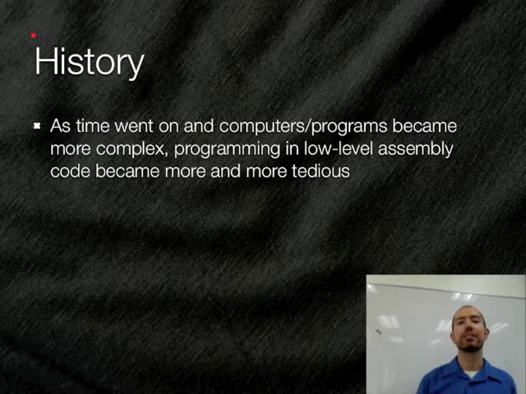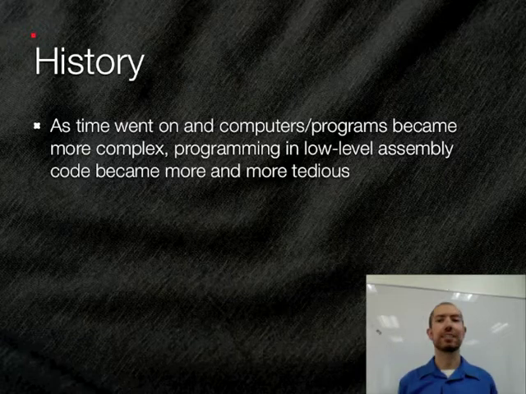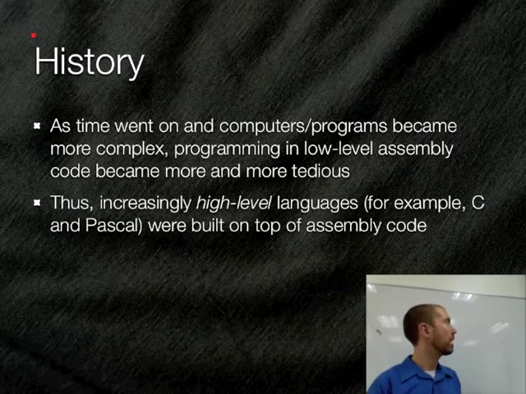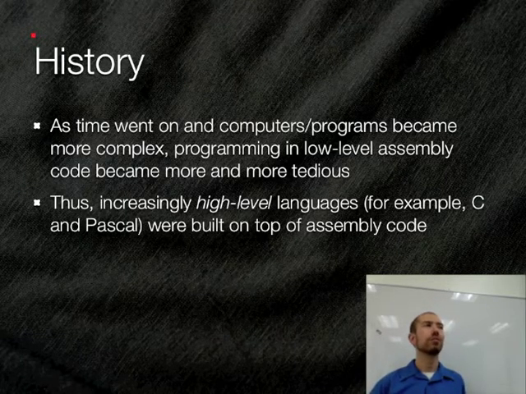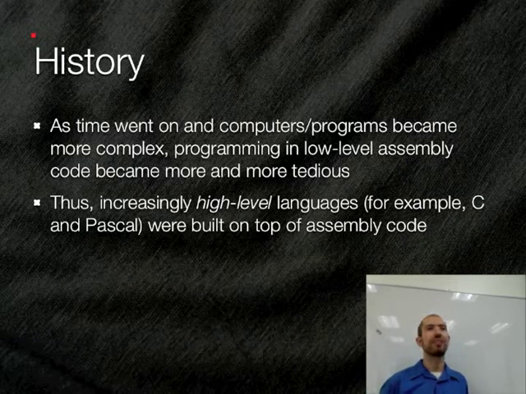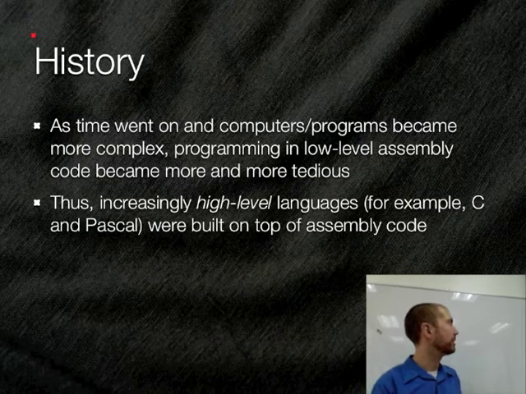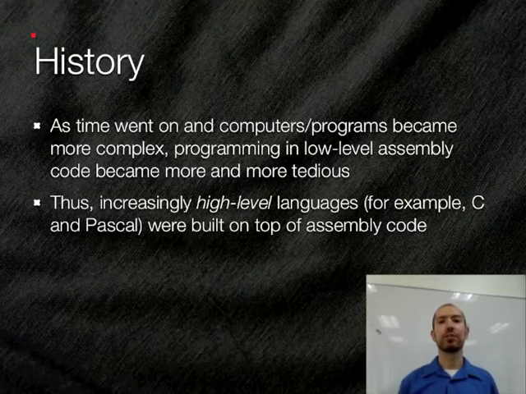But anyway, the point is, like we said, programming in assembly code got very tedious as the programs became more complex. So people tried to build somewhat more high-level languages. You may have heard of C or Pascal. These were very popular languages, especially in the 70s and 80s, and even into the 90s and beyond. People still use C a lot today. So they built these languages on top of assembly code.